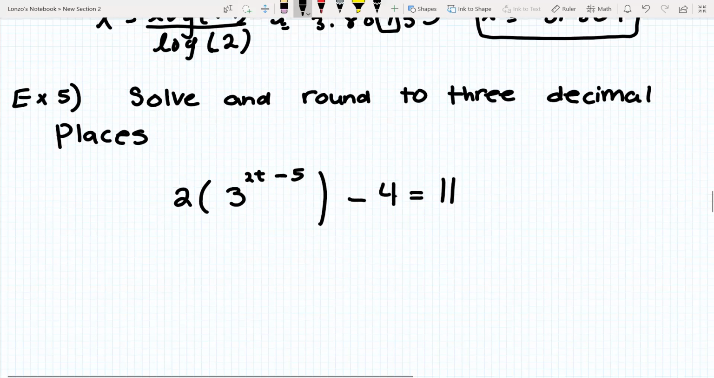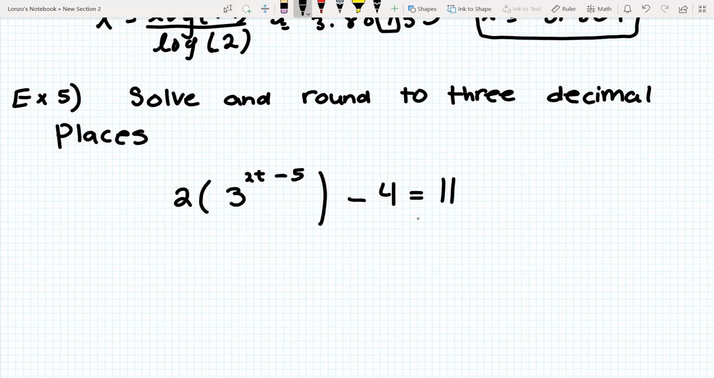Okay, let's do example 5. It says solve and round to 3 decimal places. So how would you do this one? We want to solve for t. So first thing I would do: we have 2 times 3 raised to the power 2t minus 5, minus 4 equals 11.